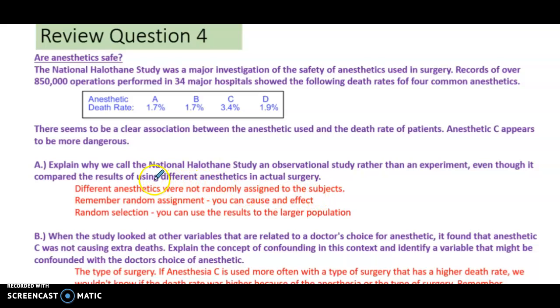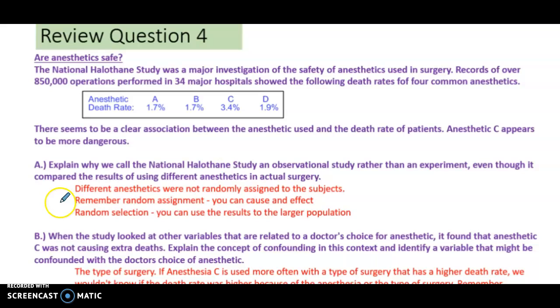So in order for this to be an experiment, we would have to have the treatments randomly assigned to the subjects. Well, that was not the case here. These treatments were already given and we were just looking at the results. So the different anesthetics were not randomly assigned to the subjects.